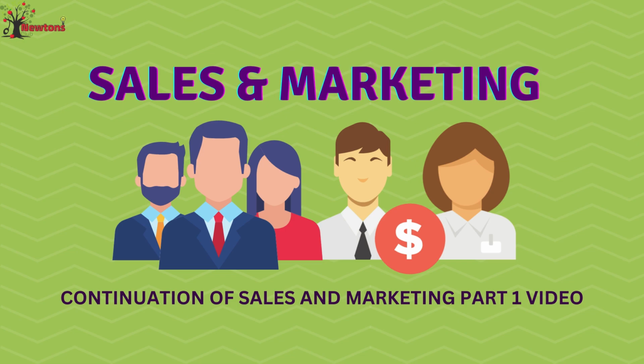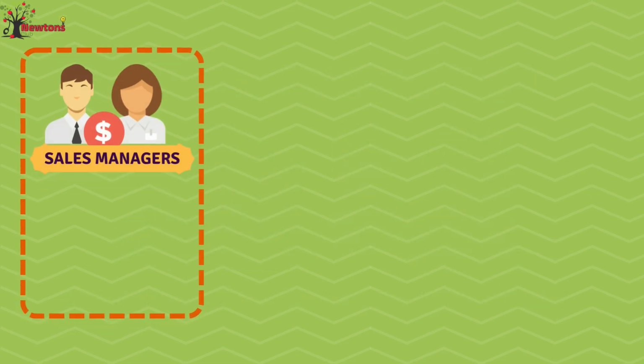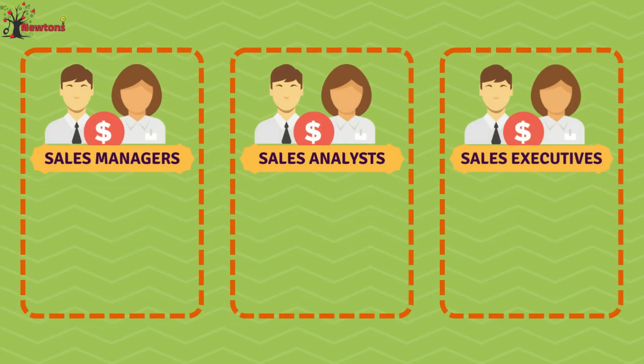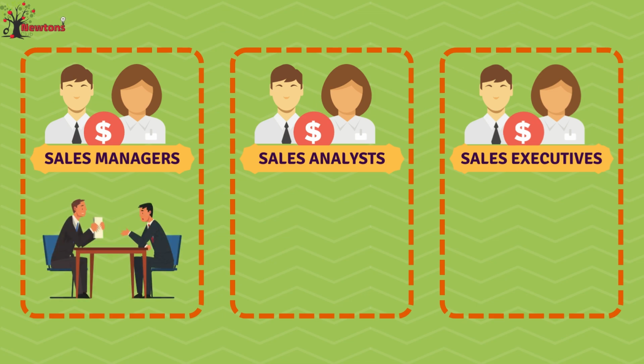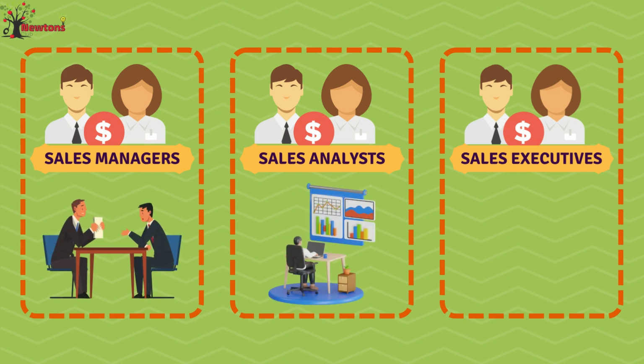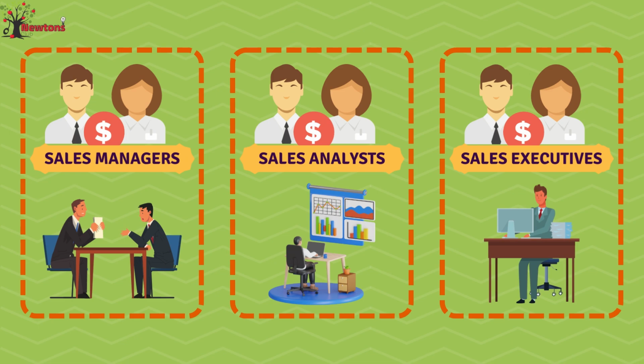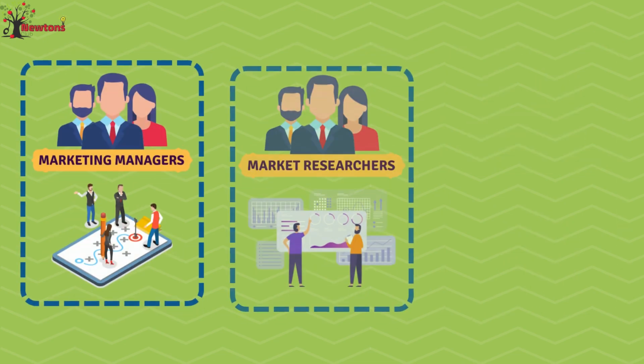Previously, we discussed three generic roles in the sales department: managers, analysts and executives. Managers are those who directly deal with the customers. Analysts are those who do analysis and make strategic plans for company sales to grow. And executives are those who handle documentation, system maintenance and communications. Similarly, for marketing, we have managers, researchers, and creators.